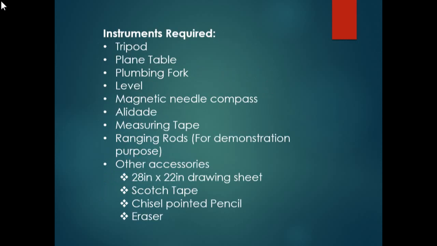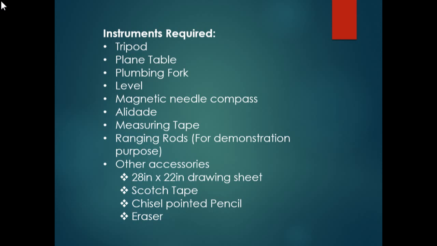For that, the instruments required are a tripod, plane table, plumbing fork, and level. Level means we should first read the level. The tripod is a stand. The plane table is a table where we keep the paper and do the marking. Then a magnetic needle compass, alidade, and measuring tape. We can use a chain or tape. Tape is okay, but chain is the first important tool. If a chain is not there, take a measuring tape and ranging rods for demonstration purposes.